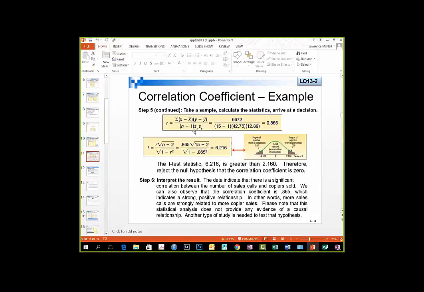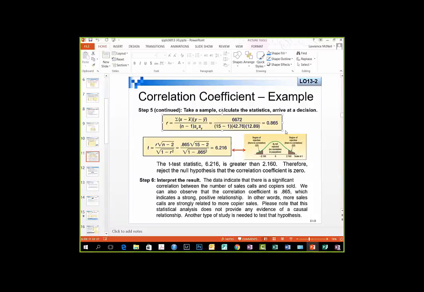So do it by hand first, and then as you understand it, that's when you start applying the processes and techniques in Excel, okay? All right, so we have an R, which is right here, 0.865. Is that a strong R? Yes. Yeah, that's a very strong R.